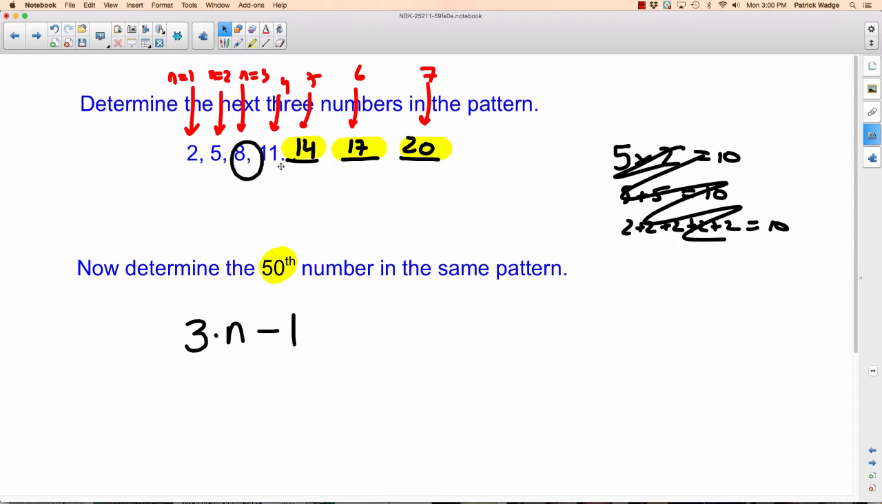It worked. Let's skip all the way up to this one. This is the seventh term. 3 times 7 is 21. Take away 1 is 20. It worked again. We did it. We found a formula for how we can now get any term.